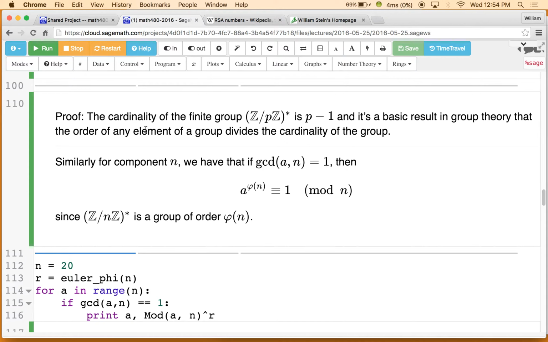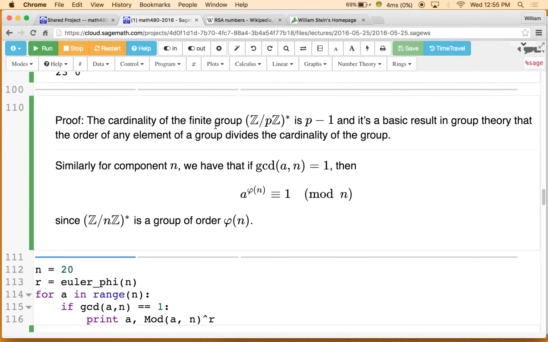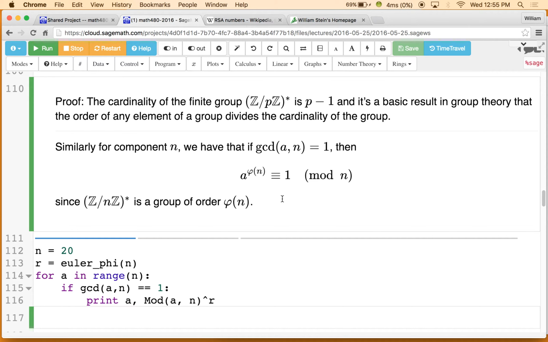You can also just prove it more directly. Just think about what happens when you take powers of a, and eventually you're going to get to 1. Okay, a slightly more general statement than Fermat's little theorem is that if you take a number n, which doesn't have to be prime, then for any a that's co-prime to n, a to the power of Euler phi of n is 1 mod n.